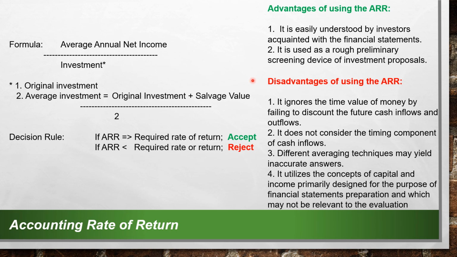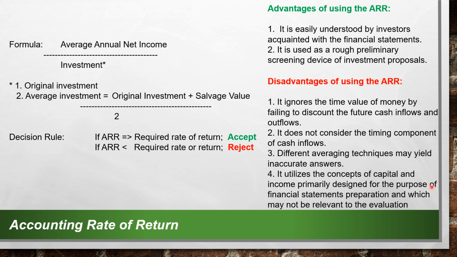The disadvantages of using ARR are, first, again, it ignores the time value of money because it does not discount future cash inflows and outflows. Second, it does not consider the timing component of cash inflows. Third, different averaging techniques may yield inaccurate answers. And fourth, it utilizes the concepts of capital and income primarily designed for the purpose of FS preparation, which may not be relevant to the evaluation.